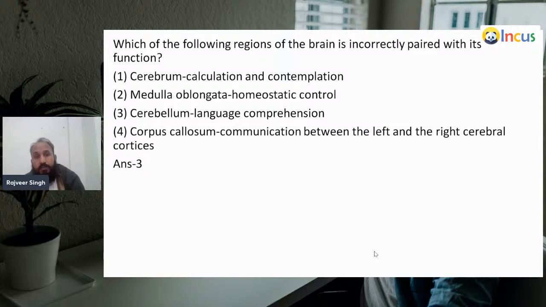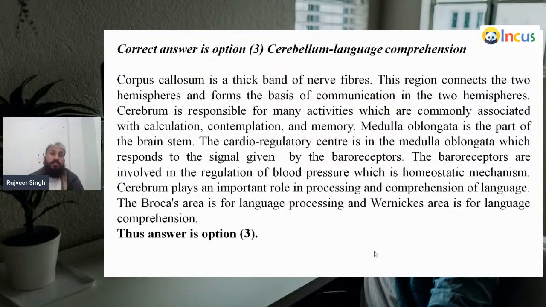Cerebellum with language comprehension is the incorrect pairing, because the corpus callosum is a thick band of nerve fibers. This region connects the two hemispheres and forms the basis of the communication between the two hemispheres.